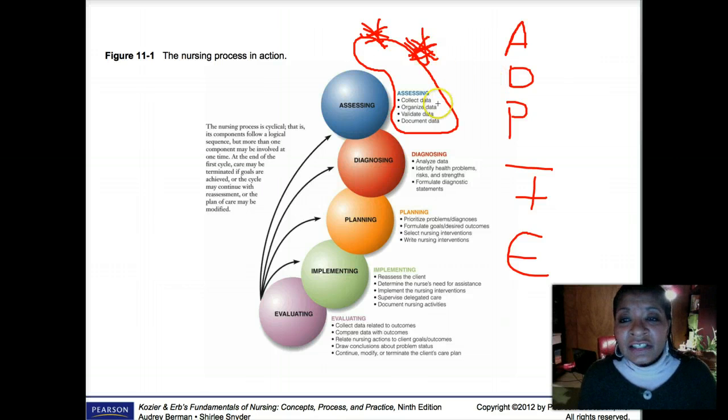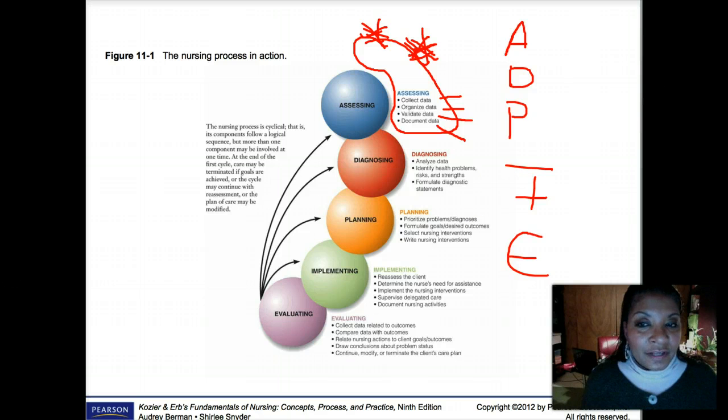Now, assessment involves collecting data, and once you collect it, you've got to be organized, you've got to remember to check things out, and you've got to document what it is you do. So an example here is in our next slide.